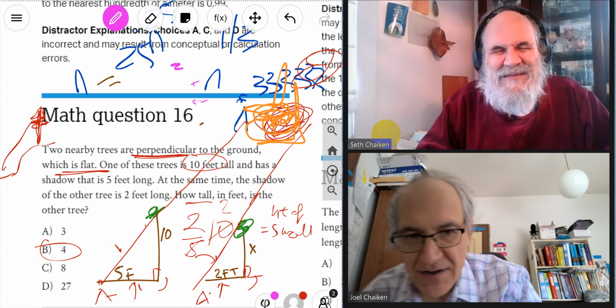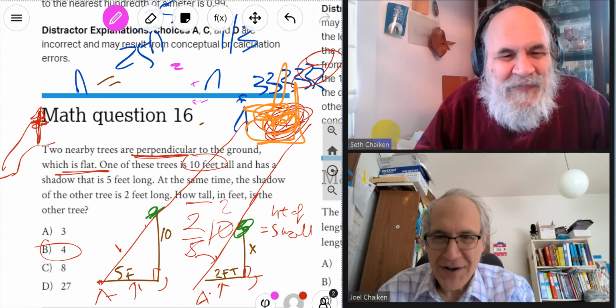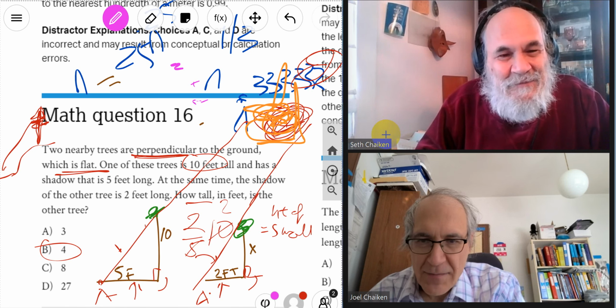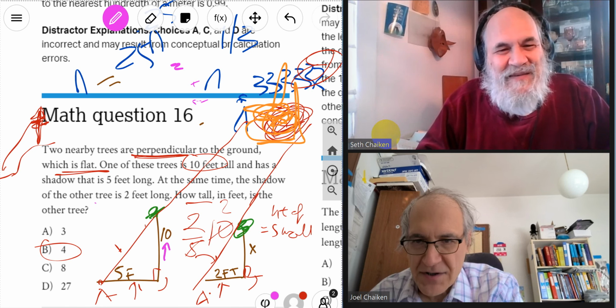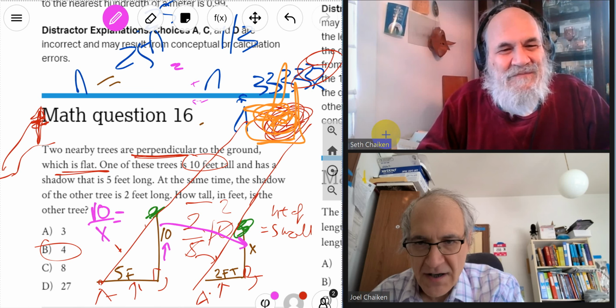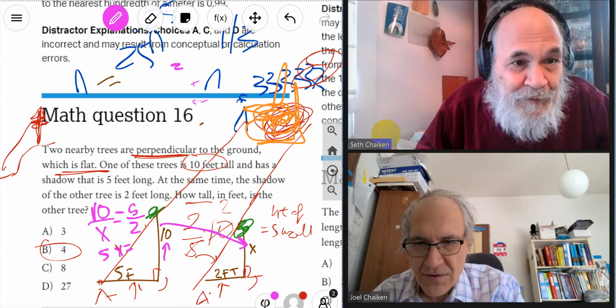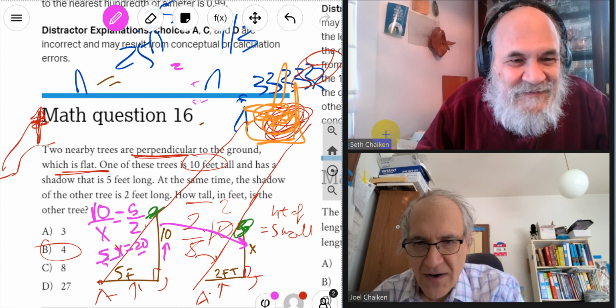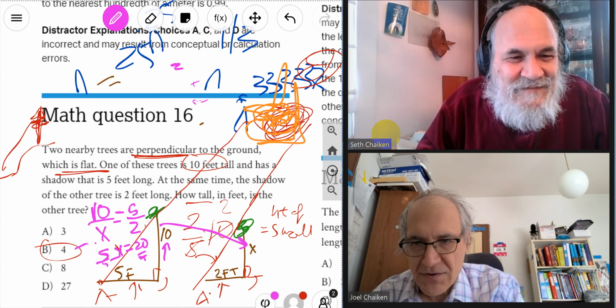So let's write the proportion nice and calmly. The big tree, 10, is to x. This side corresponds to this side, as 5 is to 2. And then you cross multiply. 5x equals 20. Divide by 5, and x is equal to 4.